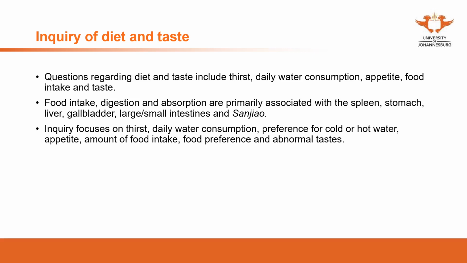As you can see, these symptoms are more related to the digestive function. So the organs related to these symptoms are mostly in the middle jiao and also some in the lower jiao. The middle jiao includes the spleen and stomach, the liver, gallbladder, and intestines. So the abnormal condition of these symptoms mostly reflects the pathological condition of these organs.